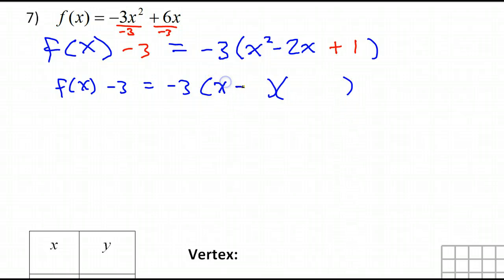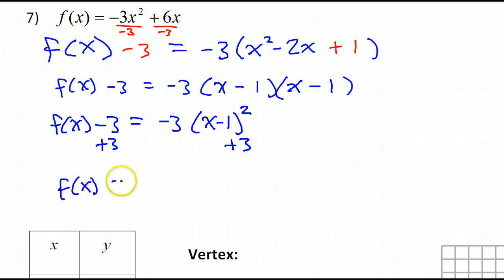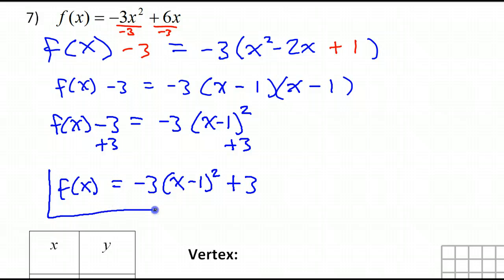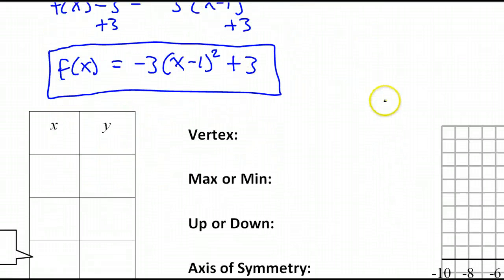Okay, specifically x minus 1 times x minus 1. So I have f of x minus 3 is equal to -3 times x minus 1 squared. I shall now add 3 to both sides. So that will give me f of x equals -3 times x minus 1 squared plus 3. So this is vertex form. Alright, now I can do the rest of the problem.